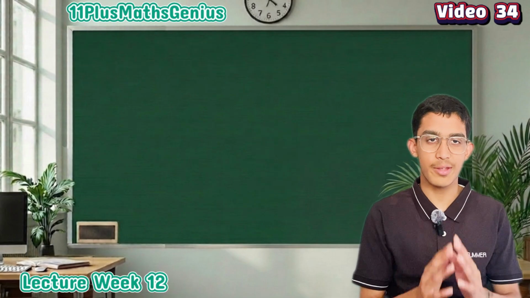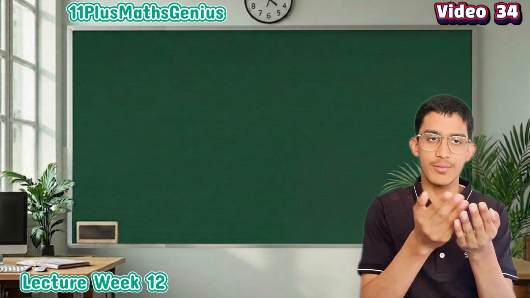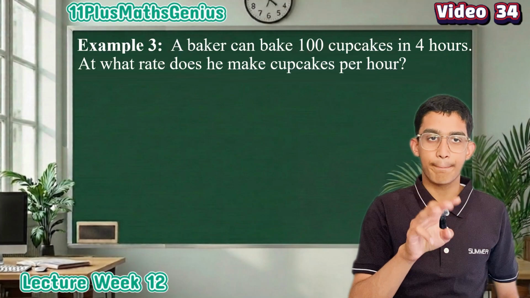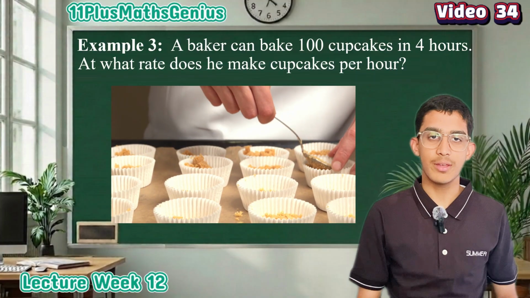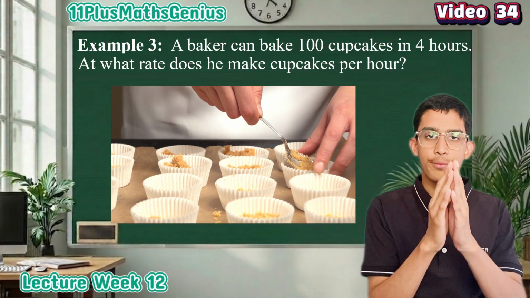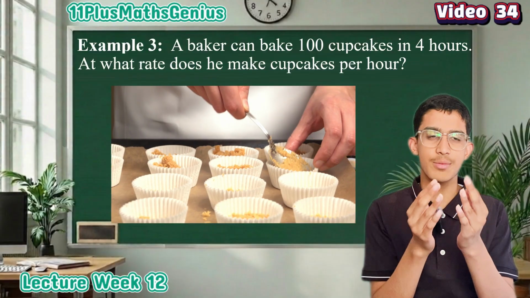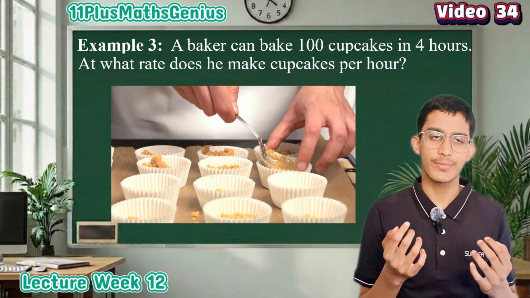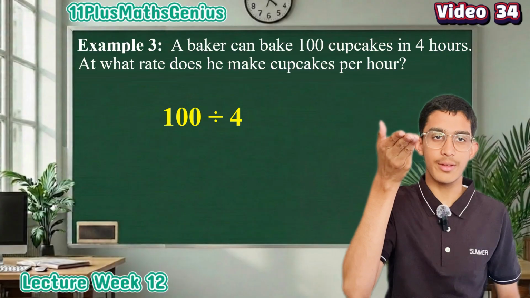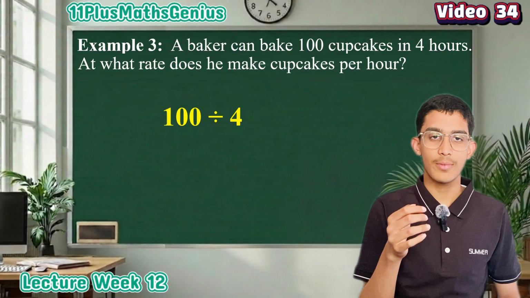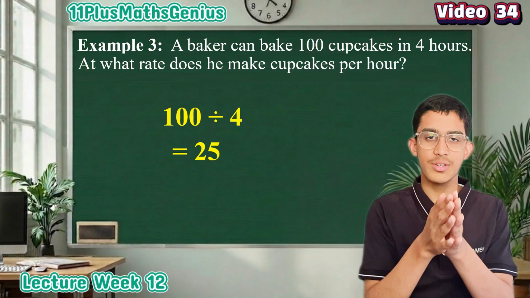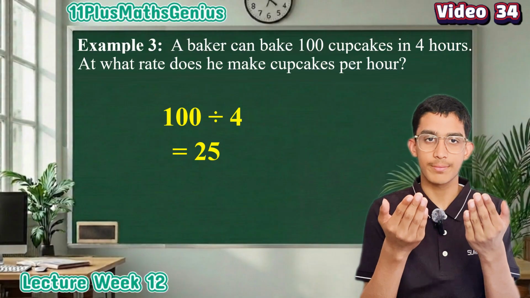Now, let's see some applications of division in rates. Example 3. A baker can bake 100 cupcakes in 4 hours. What hourly rate does she make cupcakes at? Answer: we divide 100 by 4 hours. So 100 divided by 4 is 25 cakes per hour.